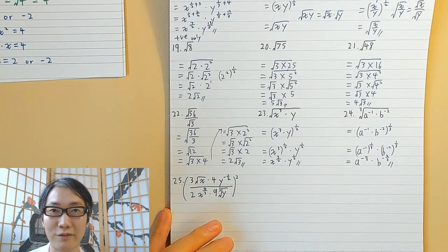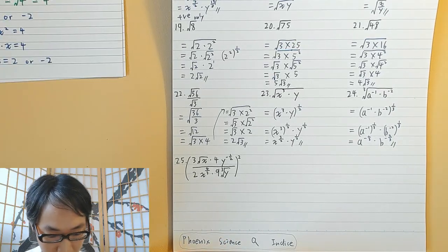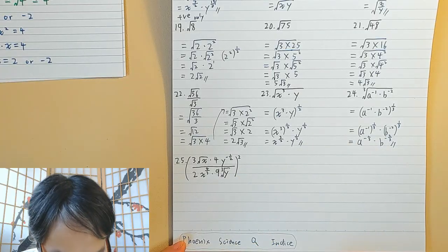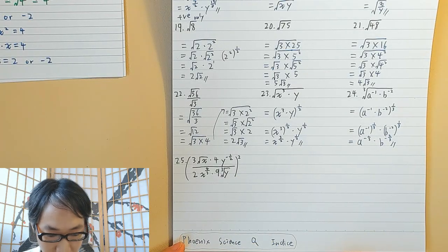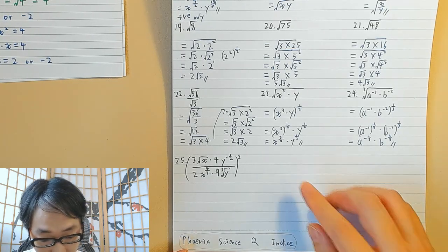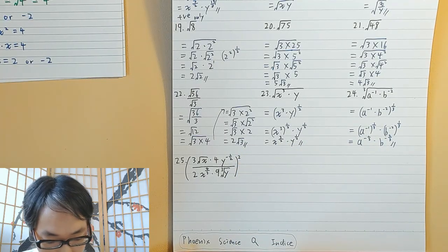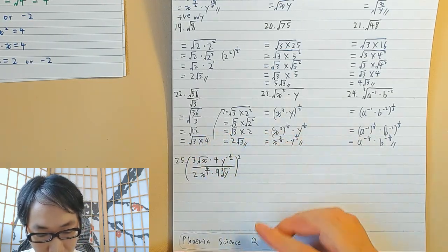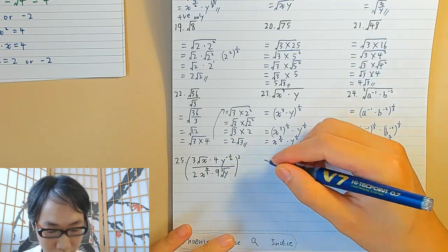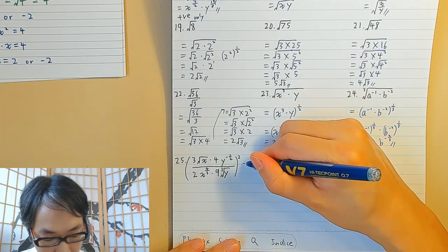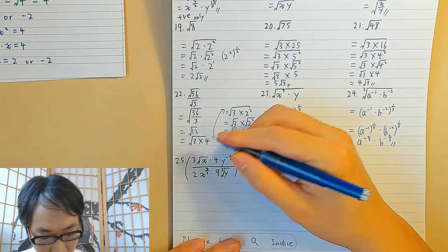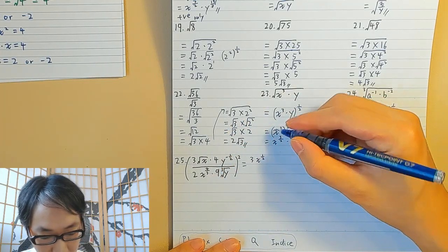And number 25, the last one. What a big one. So normally we distribute the 2 immediately. However, if we do it last, then everything will be simpler. So to avoid getting big numbers, let's not deal with the big square first. Let's simplify the inside first. So then we turn everything to indice. This is equal to 3 times x to the power of 1 over 2. We turn all the surd form into indice form.